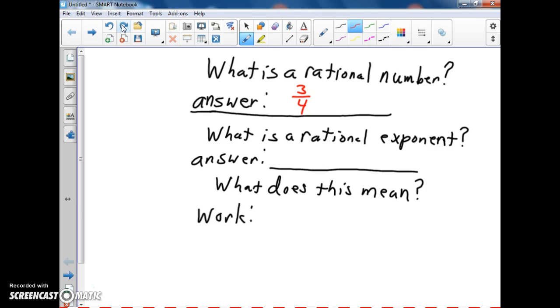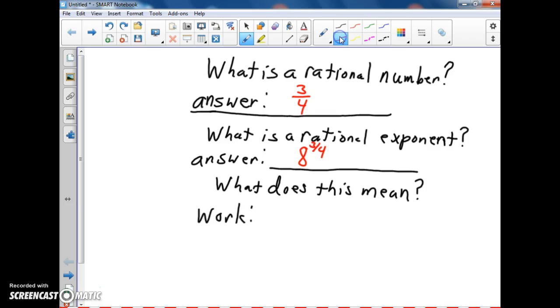Okay, so look at this. We're going to do 8 to the 3/4 power. A number that has a rational, a fractional exponent. Now, when you look at that, you're going to be like, what the heck is that? I've never seen anything like that before. No kidding. This is all brand new. Okay, let me explain to you what this means.